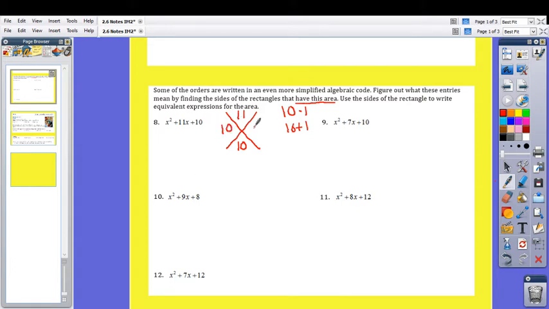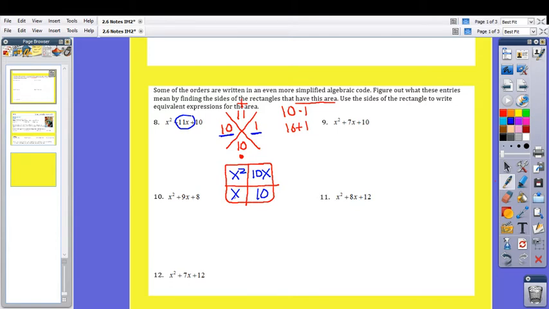So the two factors of 10 are 10 and 1. So if you are multiplying, you get 10. If you are adding them, you get 11. Okay. So then now we know that this is our x squared, this is our 10. Now this 11x we are splitting as 10x and 1x. So let's put 10x here and 1x here.